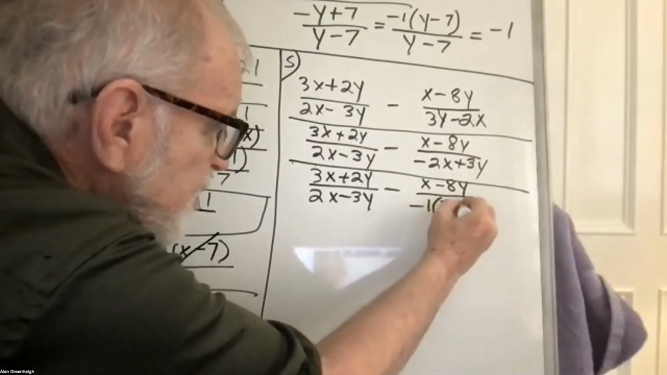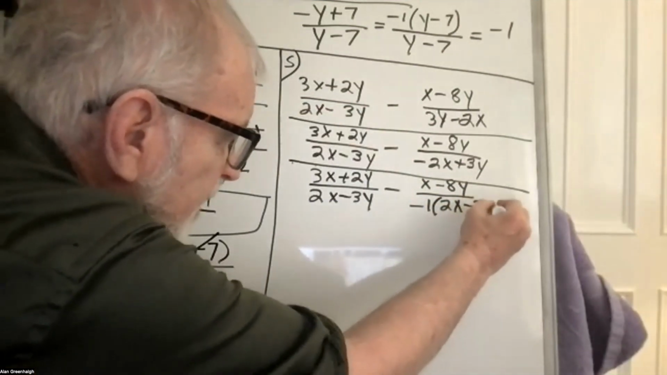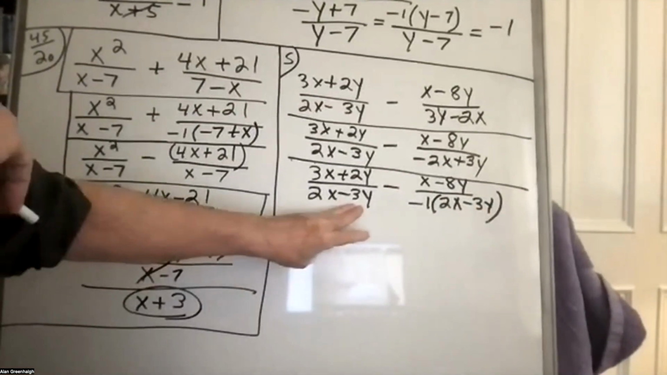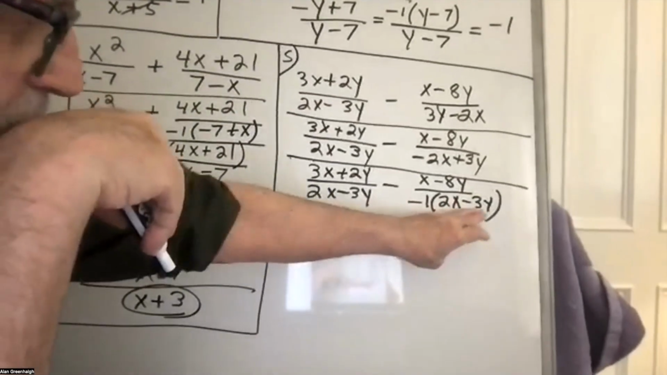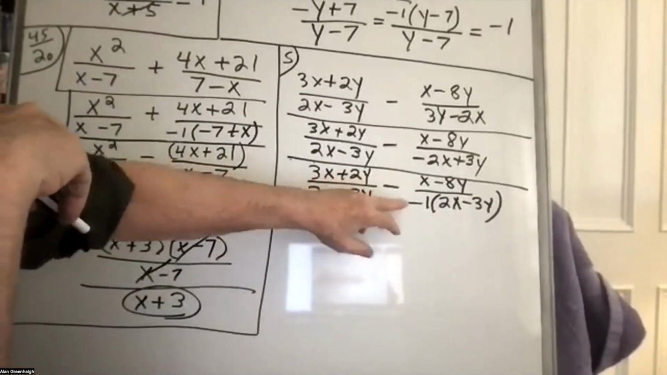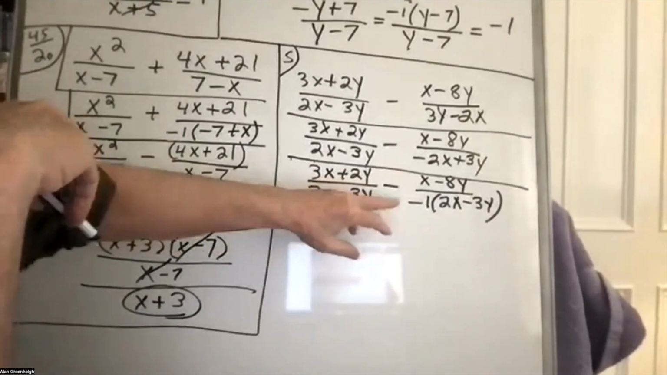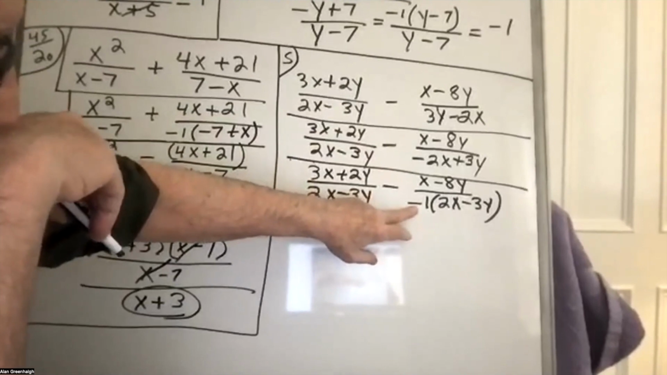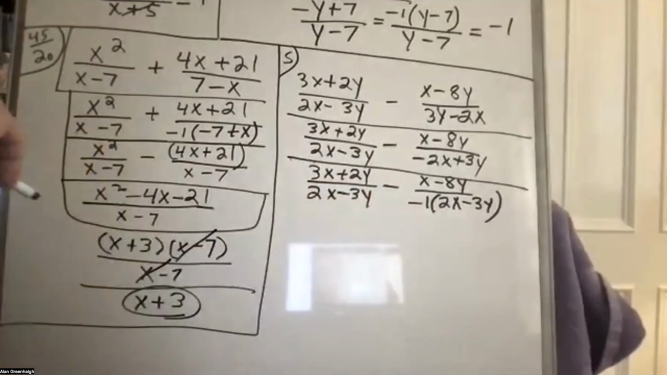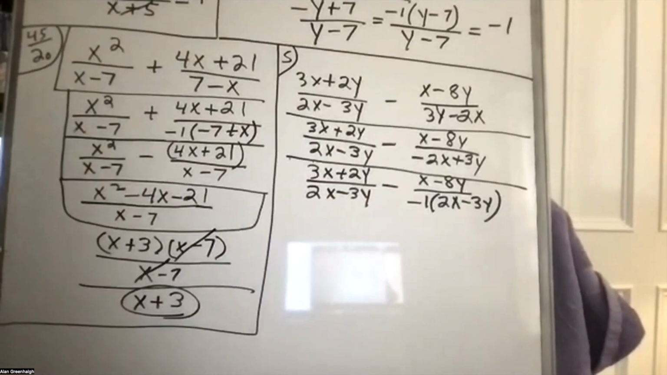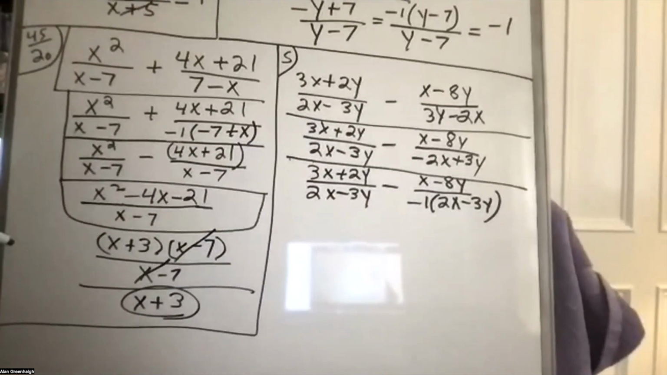And that'll give us 2x minus 3y. There's the common denominator, 2x minus 3y, 2x minus 3y. The problem is, what do we do with all these negatives we have hanging around? We have a negative there, we have a negative over there. That's the question. And what I would suggest you do, does anybody know what you would do?